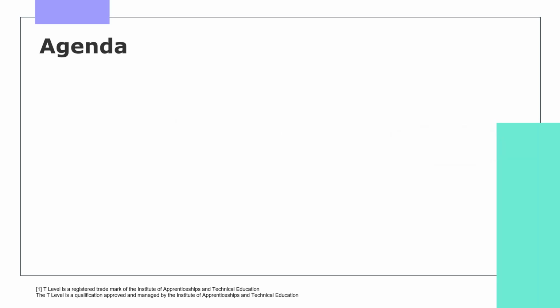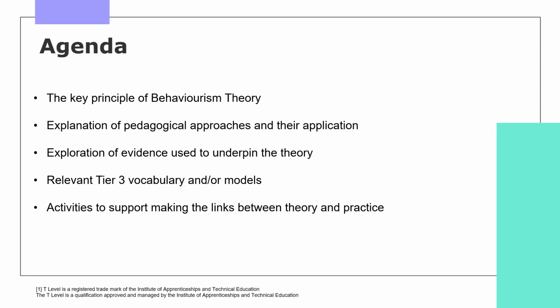So let's have a look at what we will cover in today's session on behaviourism. We'll begin by defining the key principles, explaining pedagogical approaches, and exploring evidence which supports behaviourism theory. Throughout the video, we will shine a spotlight on the important terms and Tier 3 vocabulary. And at the end of the video, there will be links made to teaching and learning activities to support the delivery of knowledge point 2.3 with relation to behaviourism theory.